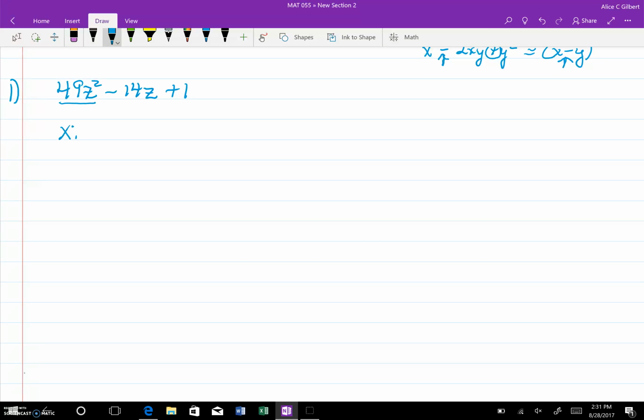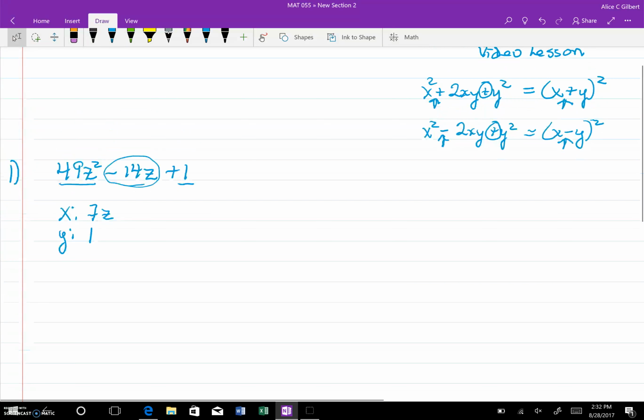So first I have to look at the first term. Can I get an even square root of that? Well, the square root of 49 is 7. The square root of z squared is z. Well, that worked. Then I have to see if I can get an even square root of our last term. Well, the square root of 1 is 1. Now, if this had been a difference of squares, I'm done, and I just need to take these two, the 7z and the 1, and plop it into the pattern. But I'm not done yet because I still need to check my middle term.